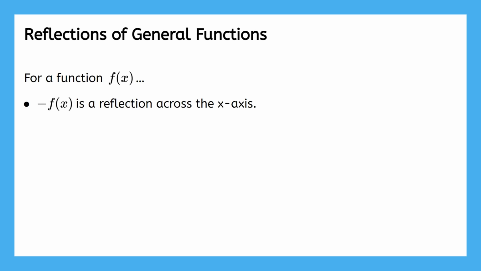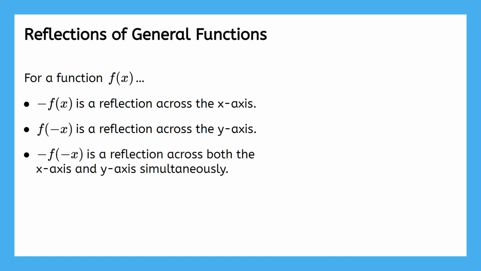For a function f of x, a reflection across the x-axis can be written as negative f of x. A reflection across the y-axis can be written as f of negative x. And a reflection across both the x-axis and y-axis simultaneously takes both of the previous negatives, which makes it negative f of negative x.